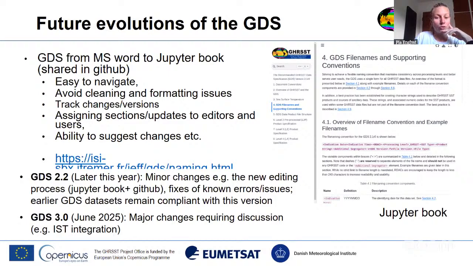And for June next year, when we will have the next GHRSST meeting in Copenhagen, we are aiming for the first public release of the GHRSST version 3. This version will include more major changes, such as the IST integration. Next slide, please.